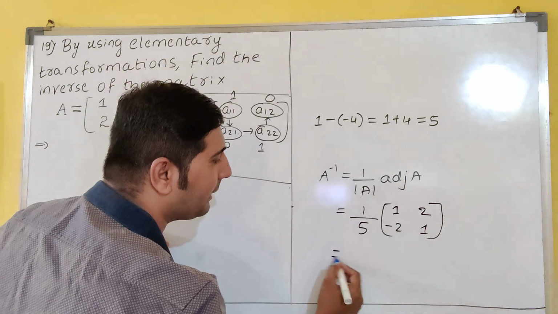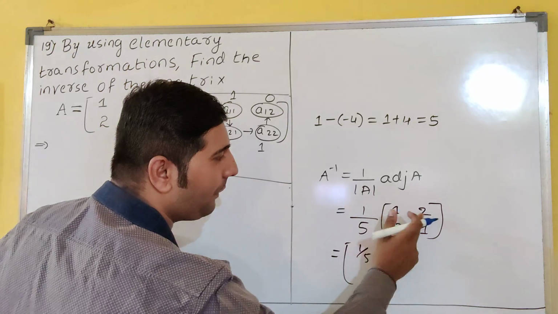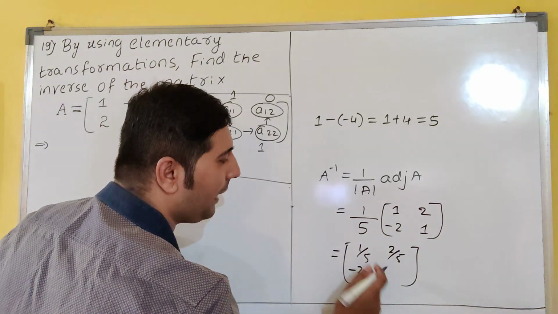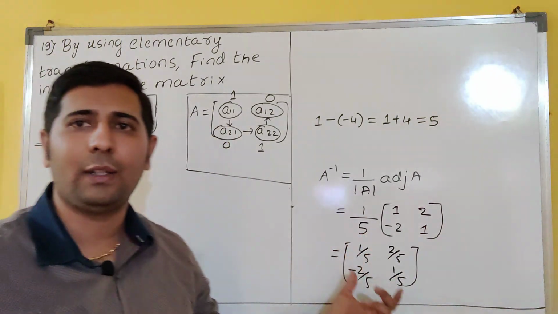Multiply 1 by 5 inside. 1 by 5 into 1 is 1 by 5. 1 by 5 into 2 is 2 by 5. 1 by 5 into minus 2 is minus 2 by 5. 1 by 5 into 1 is 1 by 5. This is your A inverse.